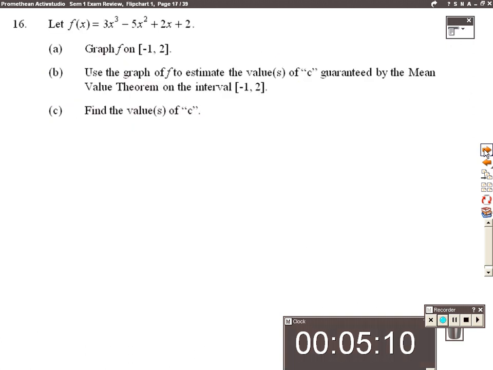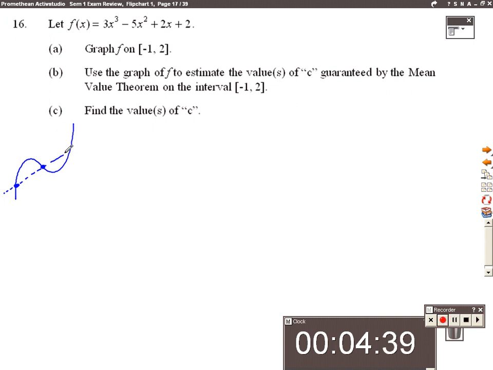Number 16, graph that would be graphing it on a calculator, not by hand. Letter B, use the graph of f to estimate the values of c guaranteed by the mean value theorem. In other words, what they're asking you to do is, I don't necessarily know what the graph looks like, but let's just say that at x equal to negative 1 you have this point, and at x equal to 2 you have this point. This would be the secant line that goes through your two endpoints.